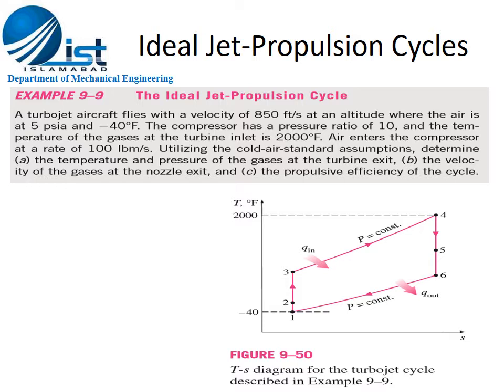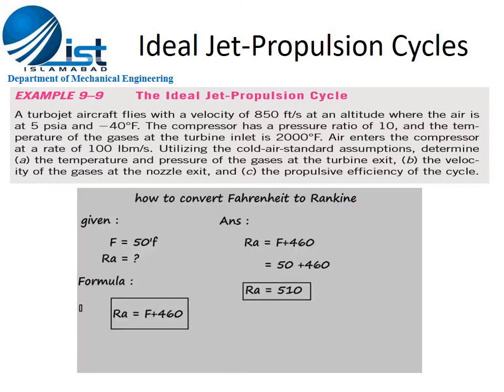At point 1, we have to find the temperature, which is known as T1. At point 2, we have to find the temperature T2. Some values are known, and from these known values we have to find the unknown values. First of all, the given temperature is in the Fahrenheit scale. We have to convert this Fahrenheit scale into Rankine. Rankine is also a unit of temperature specifically used in these types of cycles.